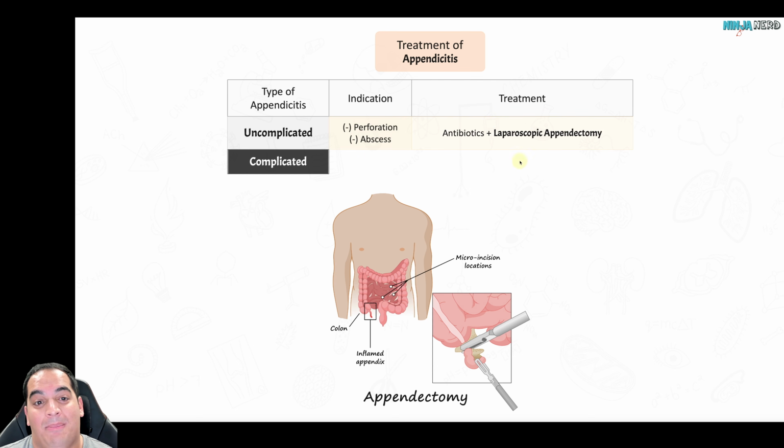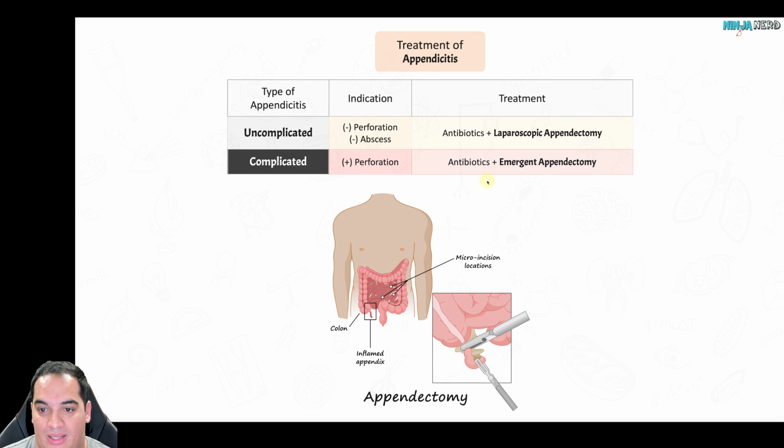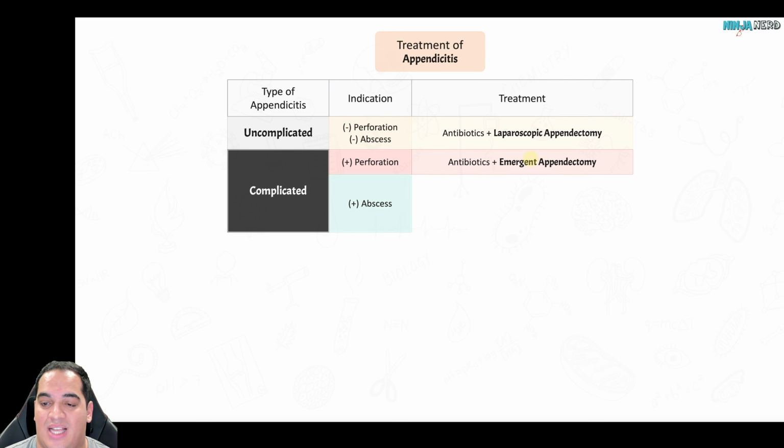Now, if it's complicated, that means that they perforated or they have an abscess. If they perforated, I don't have a lot of time to be wasting on these patients and saying, oh, we'll get an appendectomy later today or tomorrow. No. They need to get to the OR immediately. So you get them on antibiotics, ceftriaxone, metronidazole, and get them to the OR as soon as possible and do an emergent appendectomy. Oftentimes this is usually laparoscopic, but in certain scenarios, maybe they have to do it open. And then what you'll do is, again, continue the antibiotics pre and post-operatively, and then you'll cut out the infected tissue.